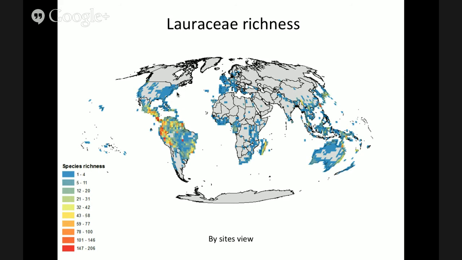Lauraceae richness. So this is a map I'm showing here, and we will start talking about the two views that I mentioned before. Remember, on the range diversity plots, we have two views: the views by sites or by species. In this case, we're looking at by sites. So we have sites that have from 1 species to approximately 206. Some hotspots of diversity appear in East Asia, Oceania, Madagascar, parts of Africa, but most of the records that we have are present in the Americas and mainly the Neotropics, Central America, Northern South America.